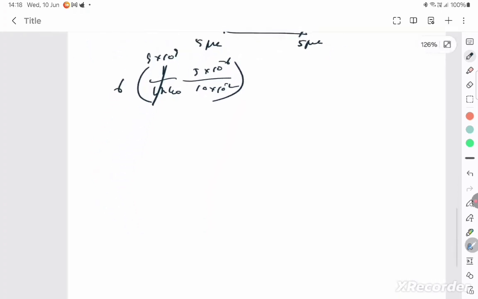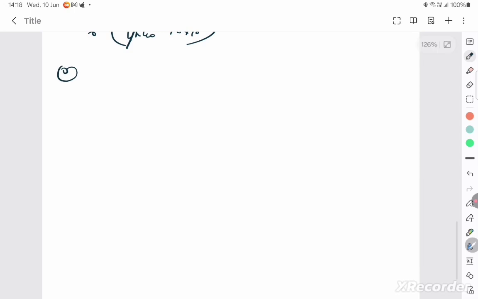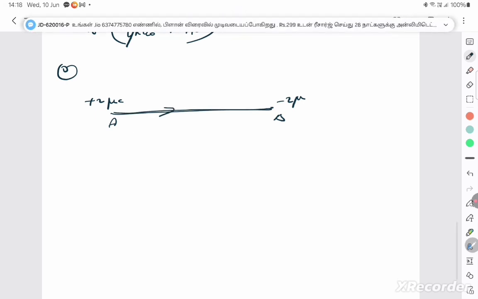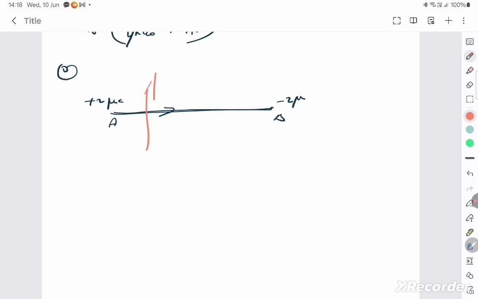Okay. So next question is the third question. You have a plus 2 microcoulomb and a minus 2 microcoulomb placed at points A and B. Identify the equipotential surface. The electric field is going to emanate from positive and terminate in negative, and the equipotential surface is always normal to the electric field. So we can call this one equipotential surface.